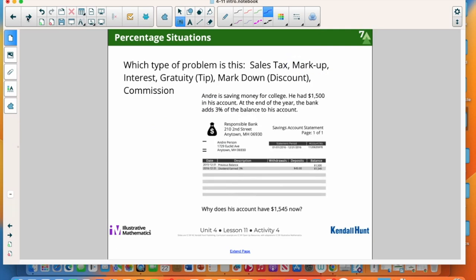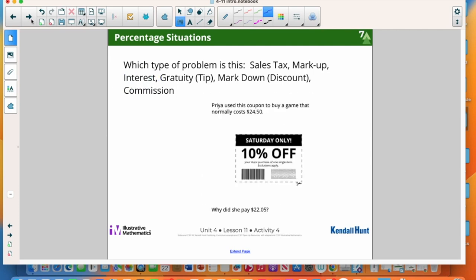And Andre's saving money for college. He had $1,500 in his account. At the end of the year, the bank adds 3% to his account. So that's the good kind of interest where the bank, you are getting extra money. You're not paying extra money, you are getting extra money. And then Priya uses this coupon to buy a game that normally costs $24.50, and she paid $22.50. That is our discount.